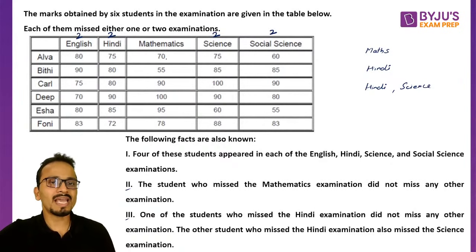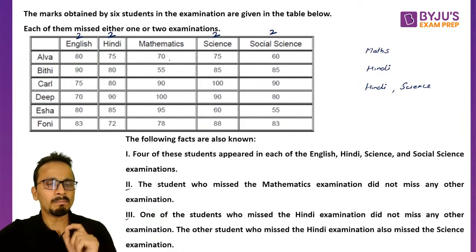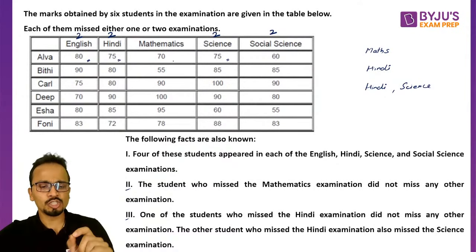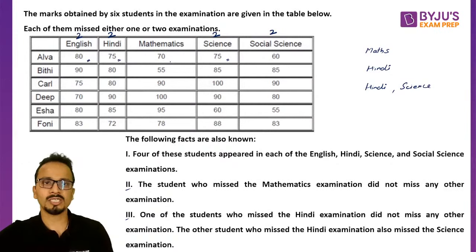So I'll check whether Alva can miss only maths examination. If Alva misses only maths examination, then the marks in maths should be the average of top 3 scores. So top 3 scores of Alva are 80, 75 and 75. So can 70 be the average of these 3 numbers? Obviously not, because 70 is lower than all these 3 numbers. So I can say that 70 cannot be the average of these 3 numbers. Alright, 70 cannot be the average. So Alva cannot miss maths examination.